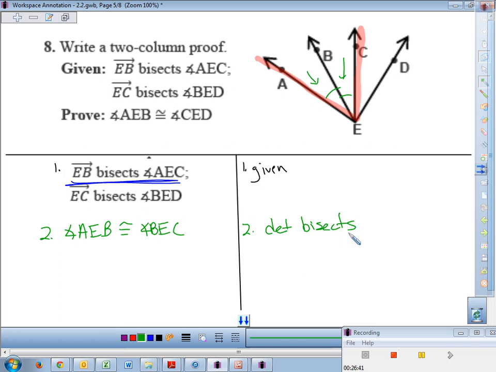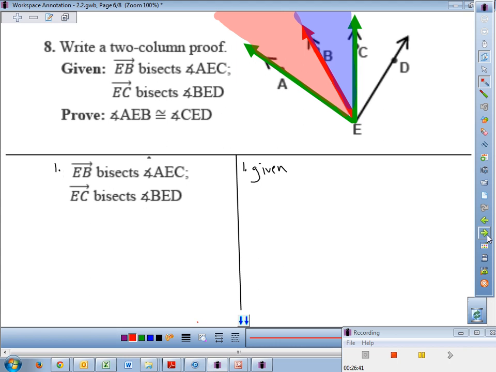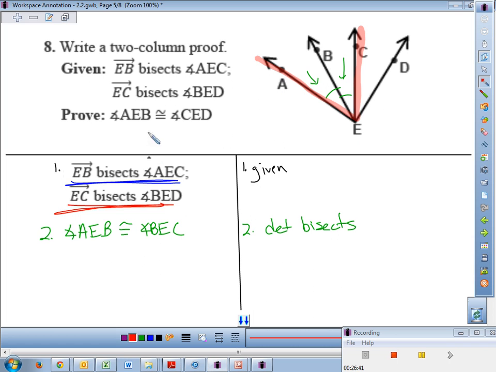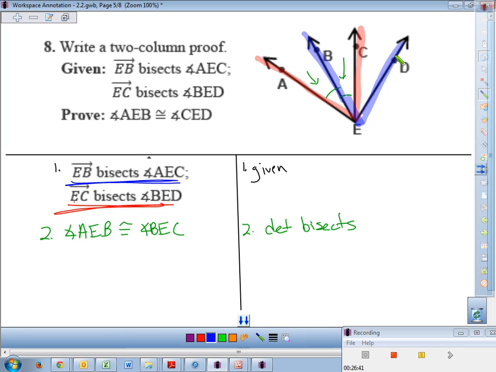How many bisectors did they give me, though? 2. How many times have I used it? It means I still got one more to roll with, correct? I got to do this guy right here. So far, we've got this, right? Now, I don't want to do this. Now, let's roll with this. We've got ray EC bisecting angle BED. So I'm going to grab a new color, and here's angle BED in blue, right? Doesn't this blue angle get bisected? Correct? So, shouldn't these two brothers be the same?